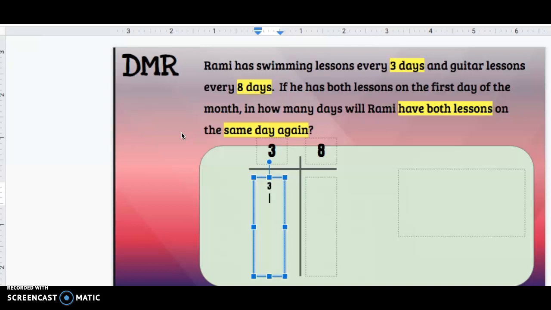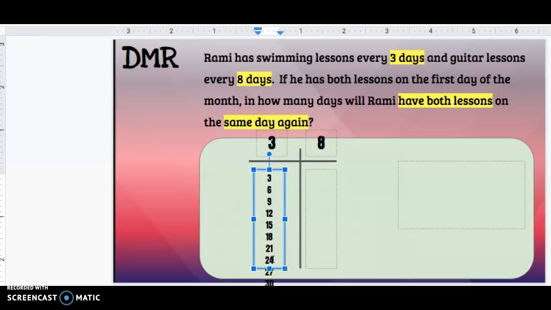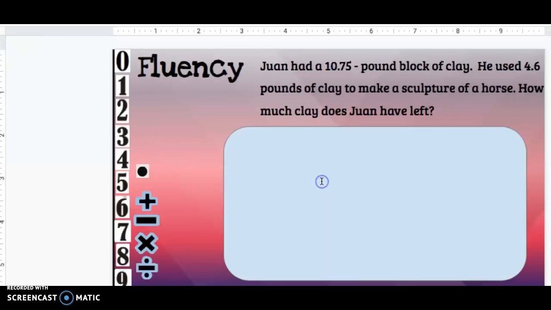3 times 1, 3. 3 times 2, 6. 3 times 3, 9. 3 times 4, 12. 3 times 5, 15. 3 times 6, 18. 3 times 7, 21. 3 times 8, 24. 3 times 9, 27. And 3 times 10, which is 30. I usually go till about 10. That's up to you, but going to 10 is about what you need.